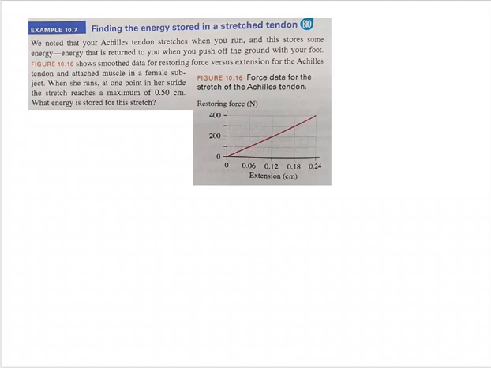This is attached muscle in a female subject. When she runs, at one point in her stride, the stretch reaches a maximum of 0.5 centimeters. So the question is, what energy is stored for this stretch? In the figure, we have the extension along the x-axis and the restoring force along the y-axis. So we have the equation for what energy is stored. That means we need to use U sub S, the energy that's stored in the stretch for the spring that we're considering, equals 1/2 kx squared.